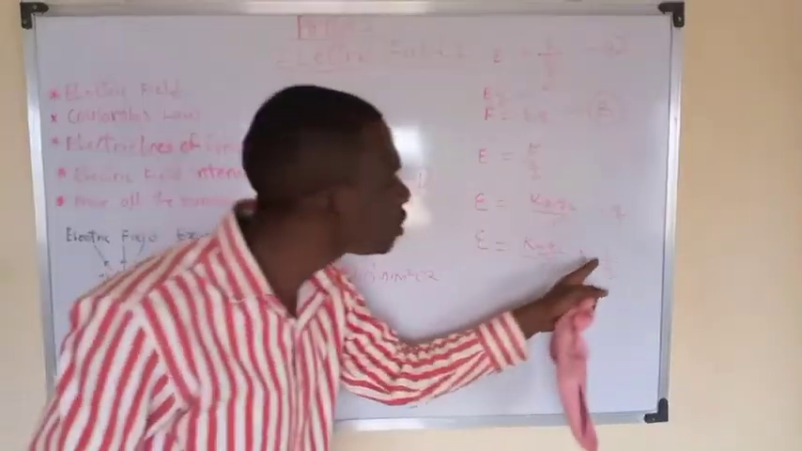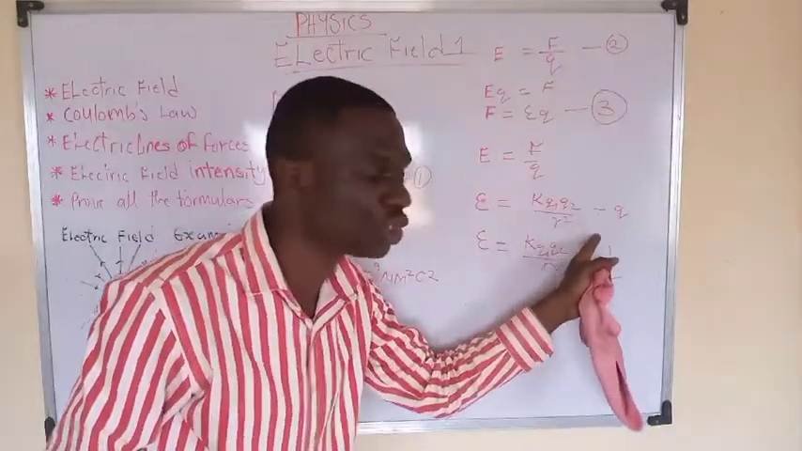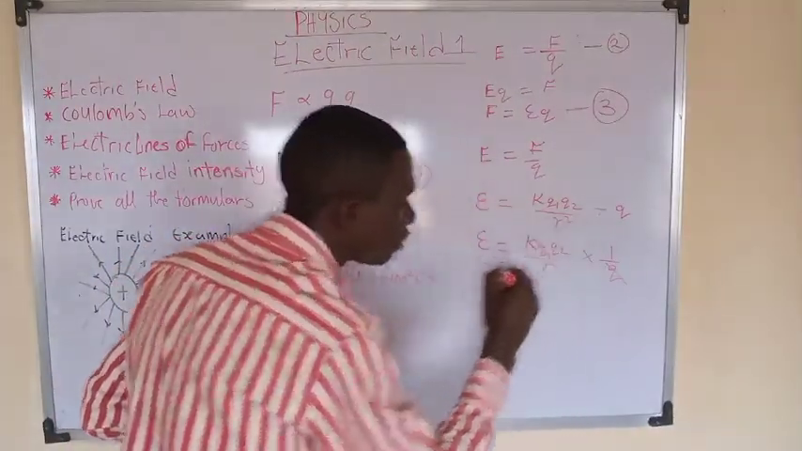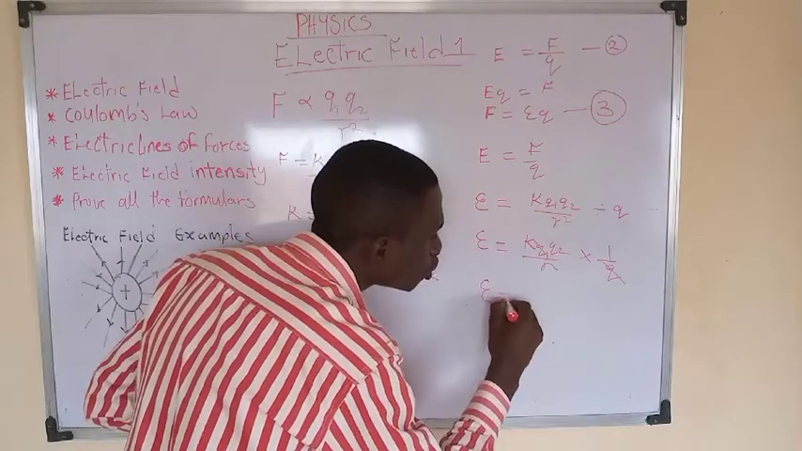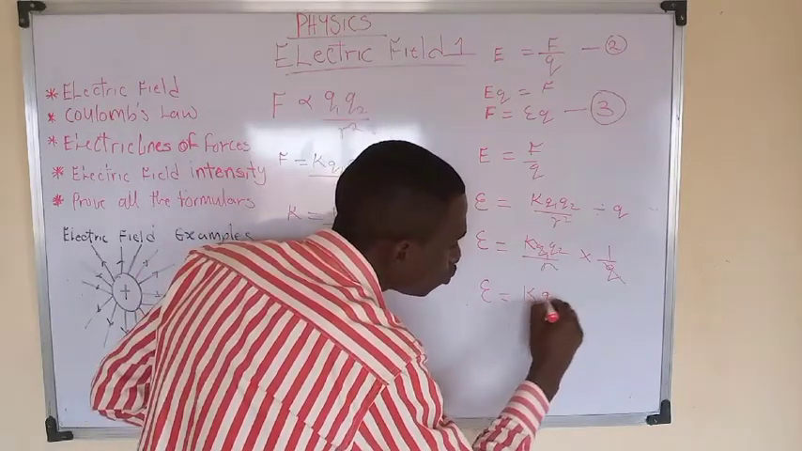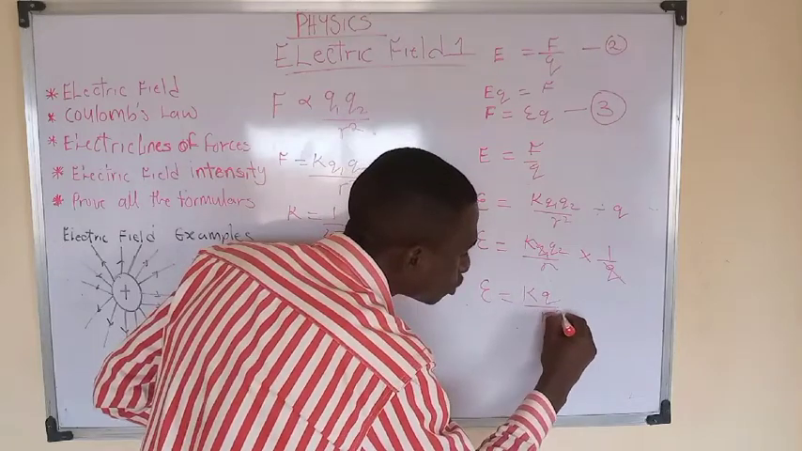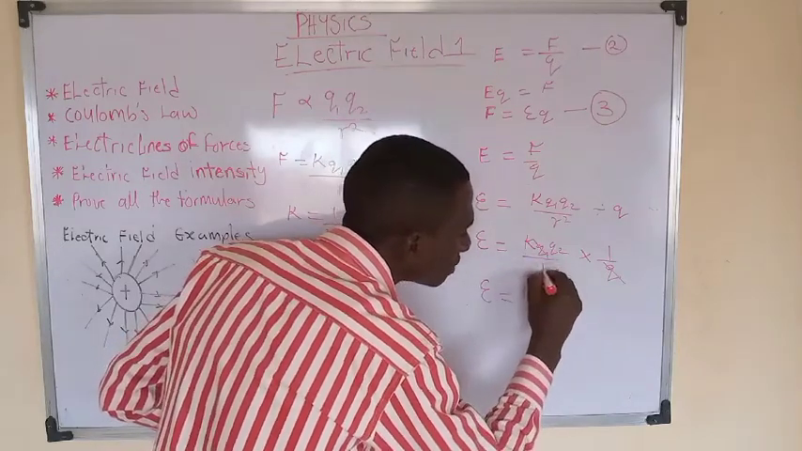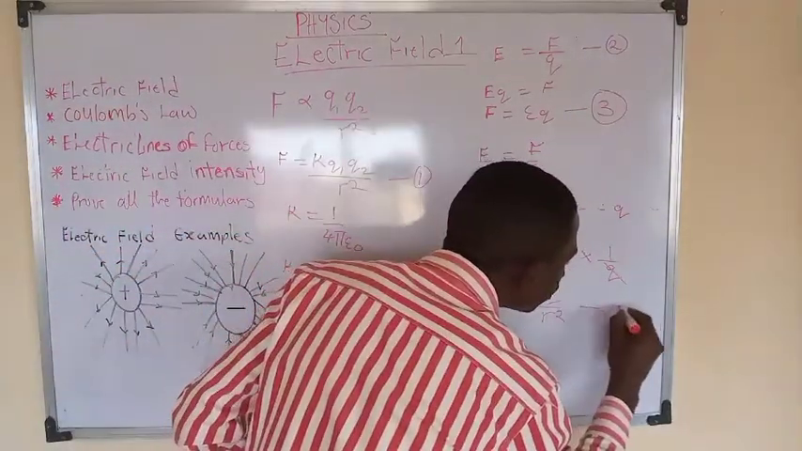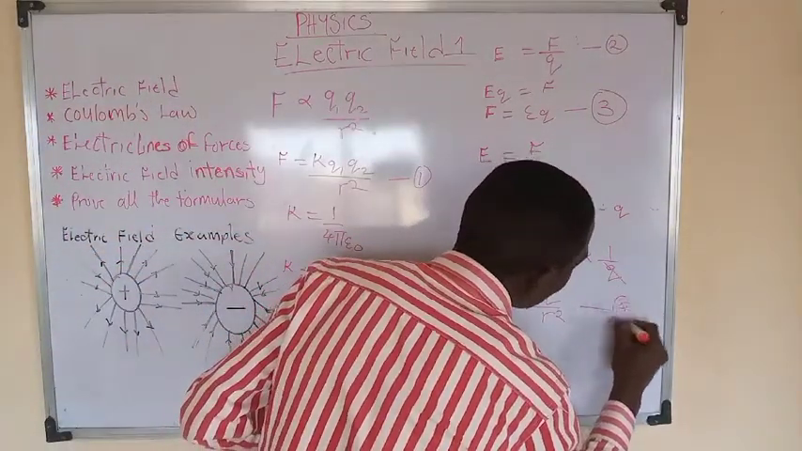When I introduce the multiplicative inverse, the sign will change. That means one Q here will cancel the Q here. Then my E will be equal to K Q over R squared. Please take note, here it is R squared. I can call this equation 4.